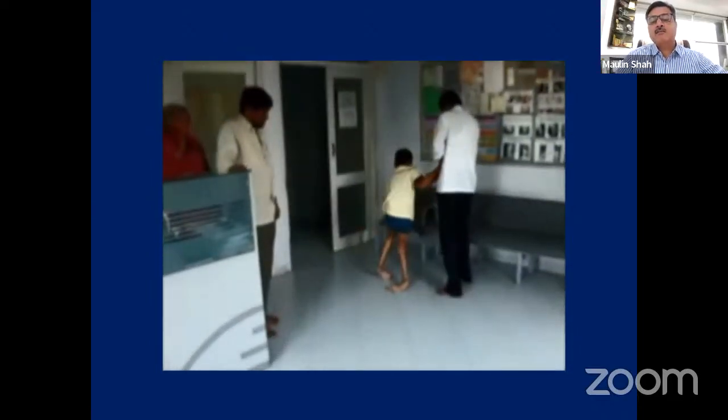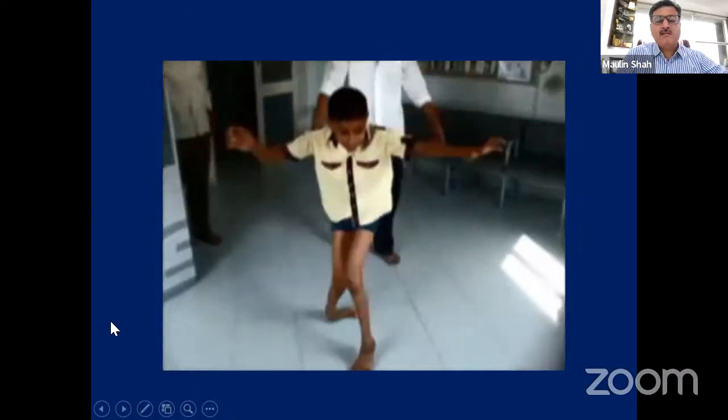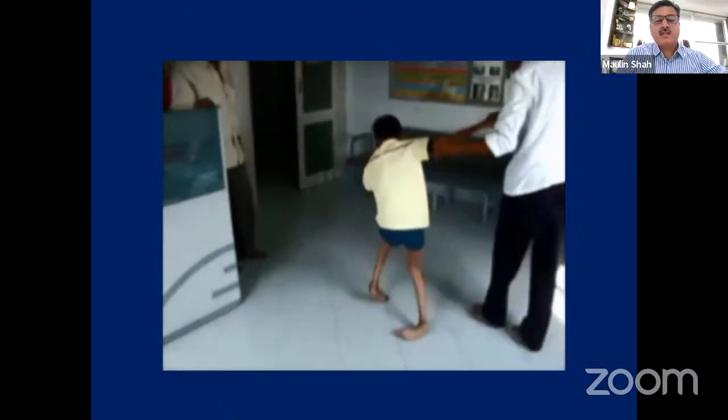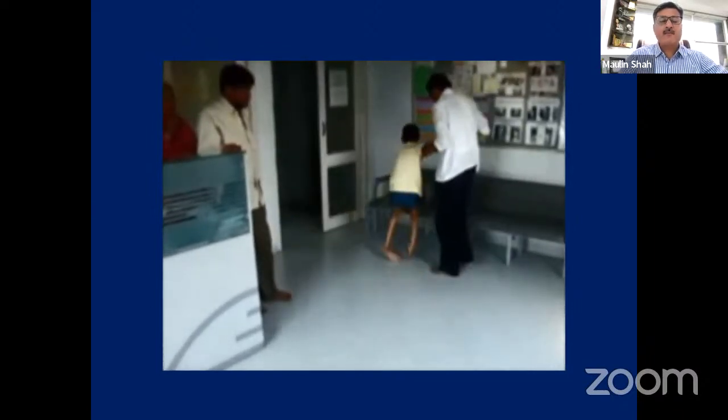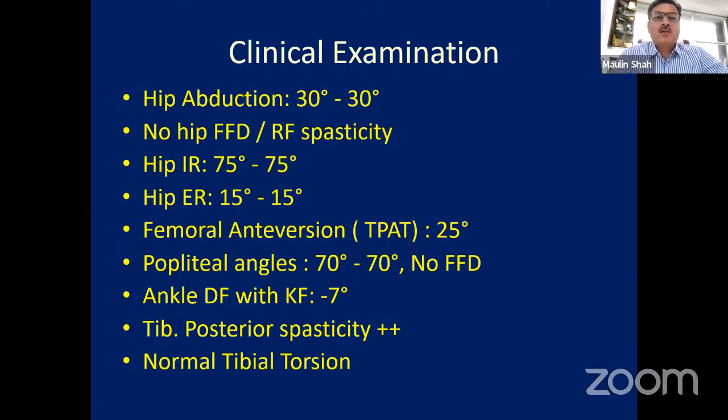And you can see that he has problems at multiple levels, including hip, pelvis, knee, and the foot. You can also see some torsional issues in this boy. And so this boy was referred to us. On his clinical examination, his hip abduction was only 30 degrees. There was no hip FFD or rectus tightness. He had increased hip internal rotation compared to external rotation, and we confirmed through the femoral trochanteric palpation test that it was 25 degrees internal rotation, anteversion of the femur. Popliteal angles were 70 degrees, but there was no FFD.